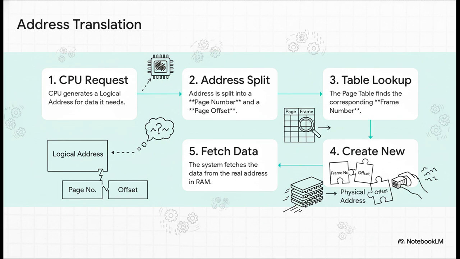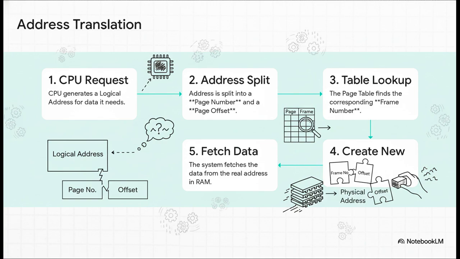First, the CPU asks for something. It generates a logical address. The system immediately splits that address into two pieces, the page number and an offset, which is just the position inside that page. Then, it uses that page number to look up the real location in the page table, finding the corresponding frame number. It takes that real frame number, slaps the original offset onto the end of it, and boom, you have the true physical address. Finally, it goes to that exact spot in RAM and gets the data. And this whole translation process, it happens billions of times a second.